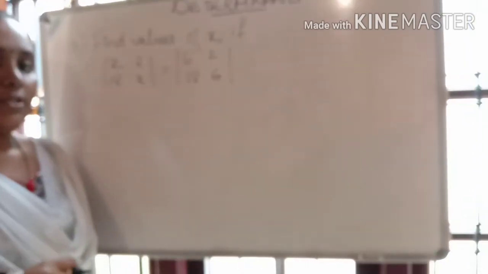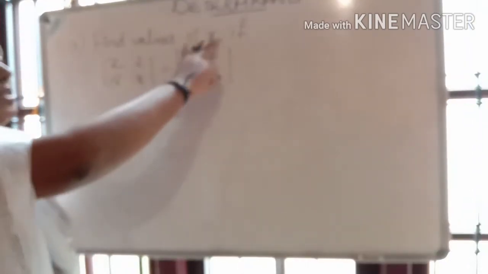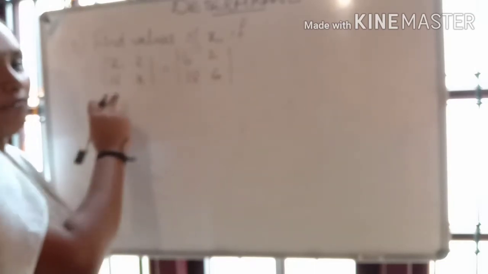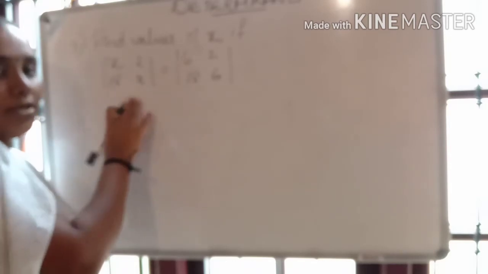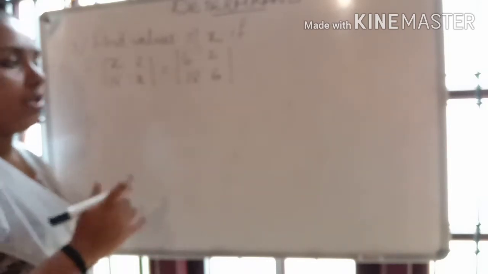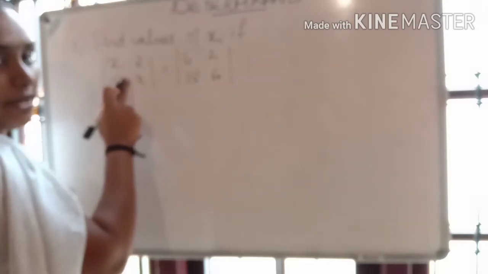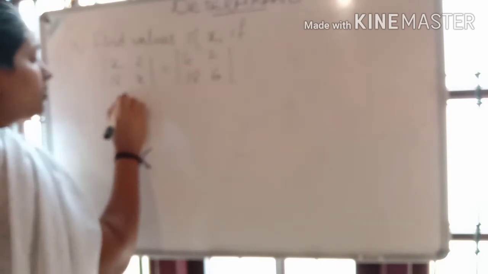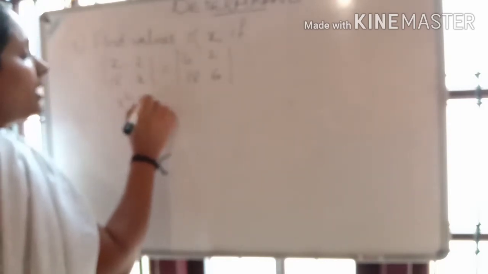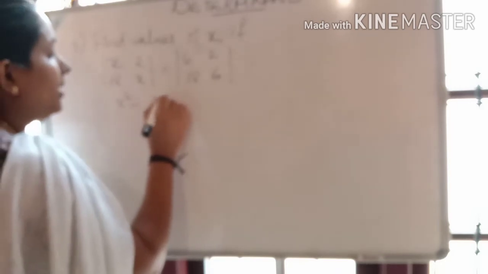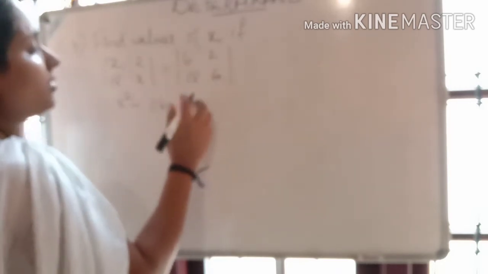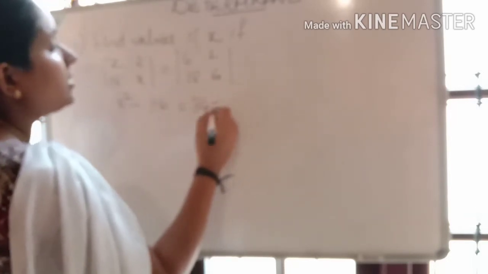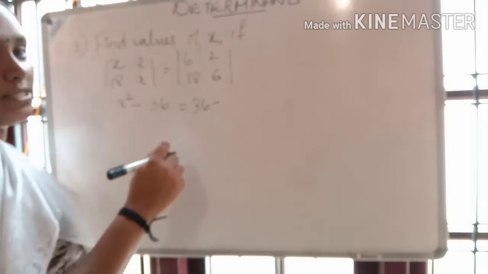The last question of this exercise is find the values of x if x, 18x equal to 6, 18x. We have to find the value of x from this determinant. Shall we continue? Yes. First of all, find the determinant of the LHS of this equation. It is x into x, that is x square, minus 2 into 18, that is 36. Okay, equal to 6 into 6, that is 36, minus 18 into 6.